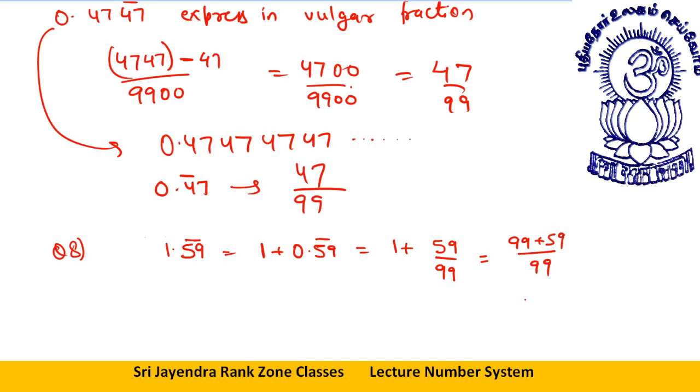So far clear? Any doubt? Now what does it become? This becomes 158 by 99. This is your answer. Let me look for more questions. Let's take the next question.